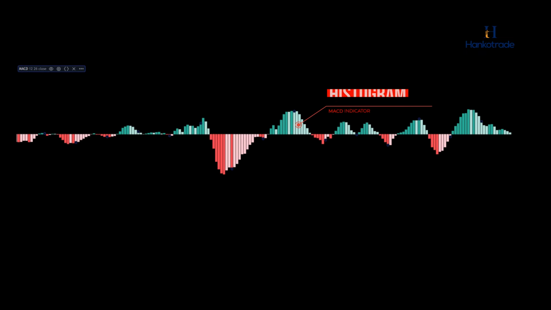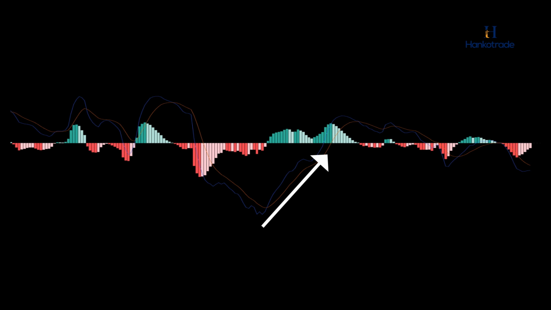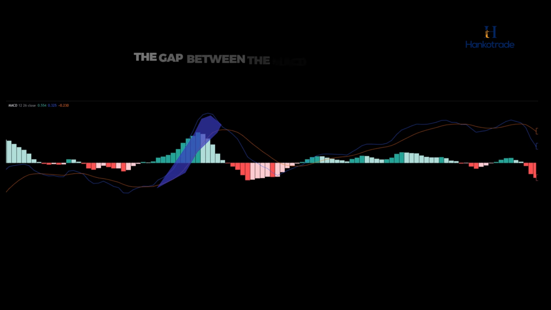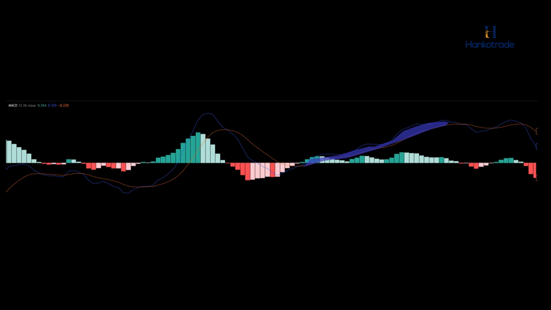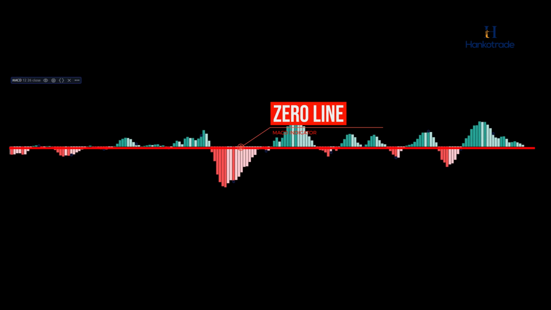Next, we have the histogram, which represents the difference between the MACD line and the signal line. For example, if the line crosses above the signal line, the histogram will turn green. Conversely, if it crosses below, the histogram will turn red. The gap between the MACD line and the signal line also affects the size of the histogram. As you can see, if the two lines are further apart, the histogram gets bigger, and if the two lines get closer, the histogram becomes smaller. And finally, we have the zero line, which simply represents the center of the MACD indicator.